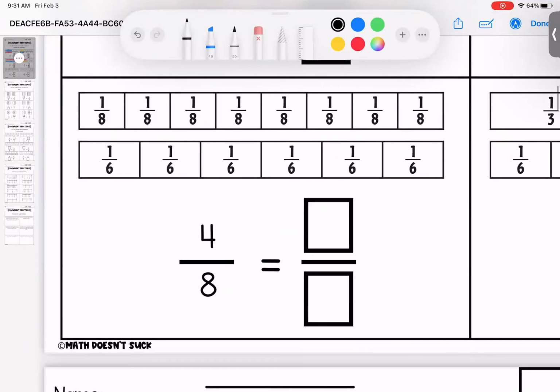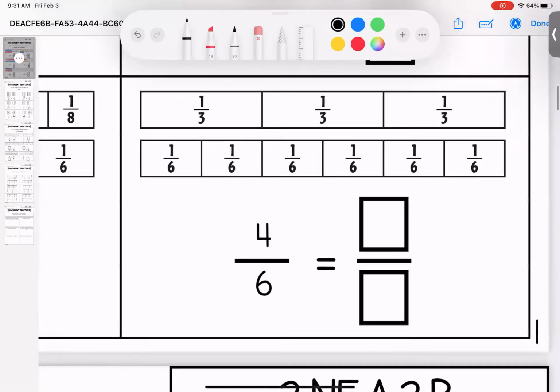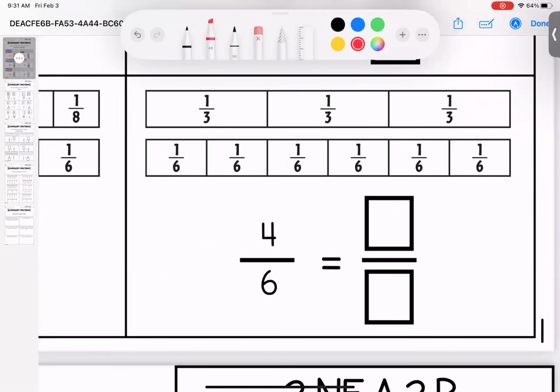Down here looking at eighths and sixths. If I have 4/8, so 1, 2, 3, 4. How many sixths is that equal to? That would be equal to 3 of my 6. So 4/8 is the same as 3/6. We can also say that both of those are halves. They're both halves.